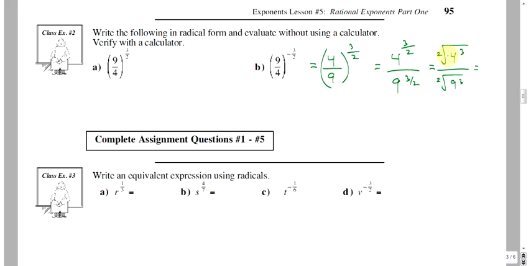Do we know the square root of 4? Yeah, I hope so. That's 2. Cubed. Square root of 9 is 3. Cubed. And 2 times 2 times 2 is 8. 3 times 3 times 3 is 27. Can't reduce it. Okay.